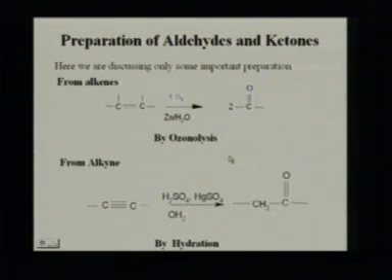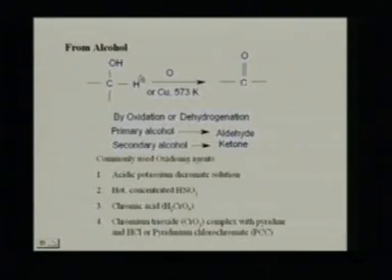Now we are taking the preparations of aldehydes and ketones. Aldehydes and ketones can easily be prepared from the alkenes by ozonolysis. You can see here the carbon-carbon double bond reacts with the ozone to form an ozonide, and the ozonide on decomposition gives an aldehyde and ketone, depending upon the starting material. In the same way, they can be prepared from the alkynes by the hydration method in the presence of the mercury ion, and we can prepare aldehydes and ketones from alcohol.